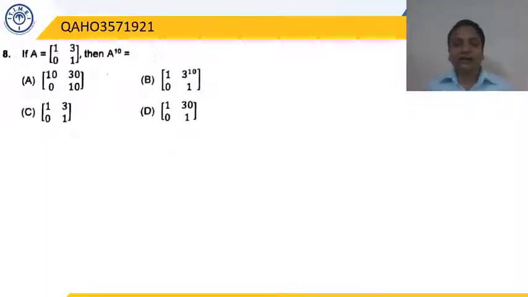A to the power 10, as the name suggests, means you have to multiply the A matrix 10 times, or in some other form, and then you get the resultant. It is not possible to multiply 10 times, so we try to generalize a pattern. If it is easier to figure out the pattern, that becomes easier for us. But before finding a pattern, just look at the choices.